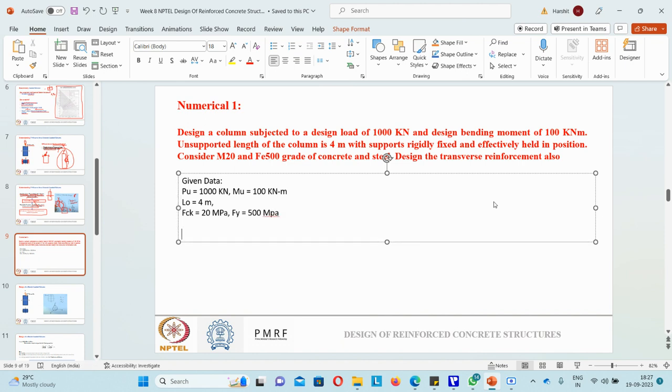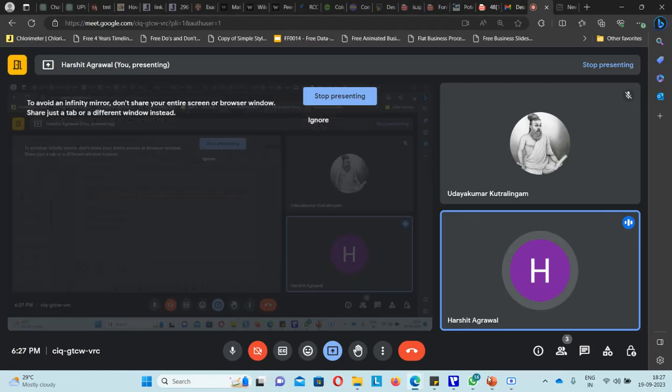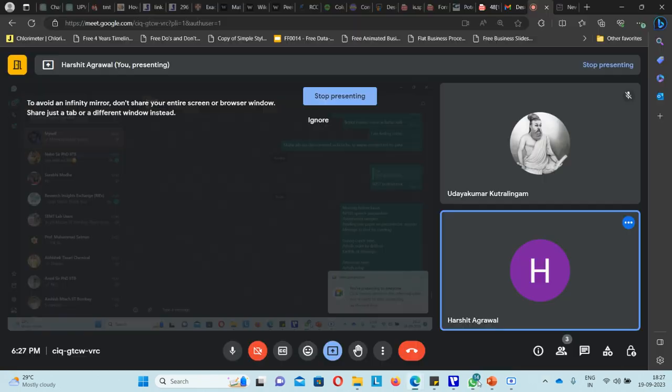Now it is written in the question that the supports are rigidly fixed and effectively held in position. If we refer to Table 28 of IS 456, we get L effective equal to K times L naught, and the K value for this condition is 0.65. So 0.65 times L naught, which is 4, gives us L effective as 2.6 meter. Now it is not given anywhere in the question whether it is a short column or a long column.